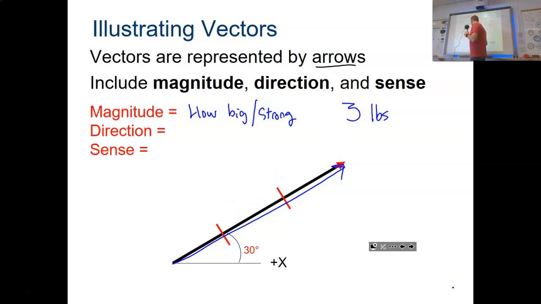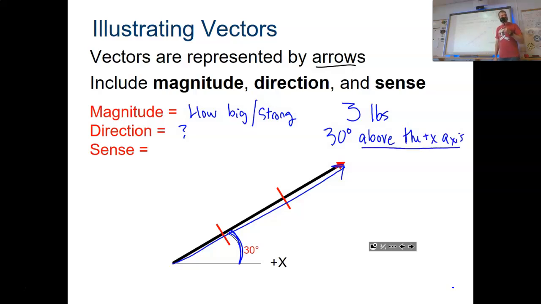The direction of this angle is right here. It's 30 degrees. It's hard to define direction without using the word direction. In this case, it's 30 degrees above the positive x-axis. It's really important that you include that second part, because if you just said 30 degrees, this is 30 degrees also, like if you had your vector down here, and that's really, really different. One's pulling up, one's pulling down.